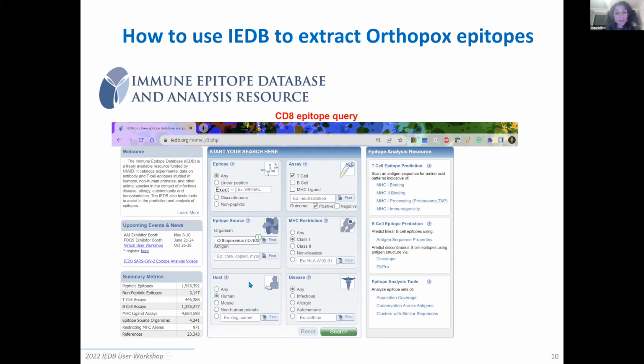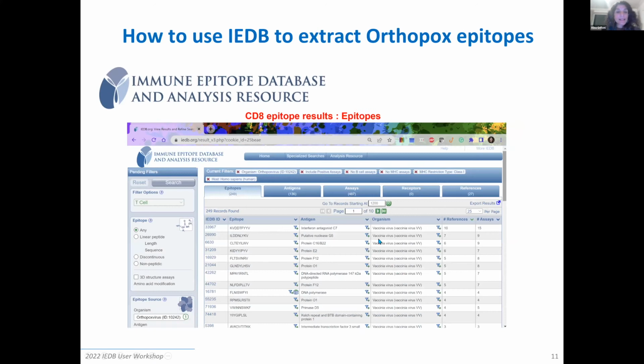And as I was mentioning before, in our query we want to be selective in terms of the host, so we select human. And the result in terms of epitopes is essentially less than what I showed you for the total response. The humans only have 249. We extract this epitope information for CD4 and CD8. We perform a manual filtering just to remove epitopes that are potentially longer and could cause issues in peptide synthesis. And then we design these pools.